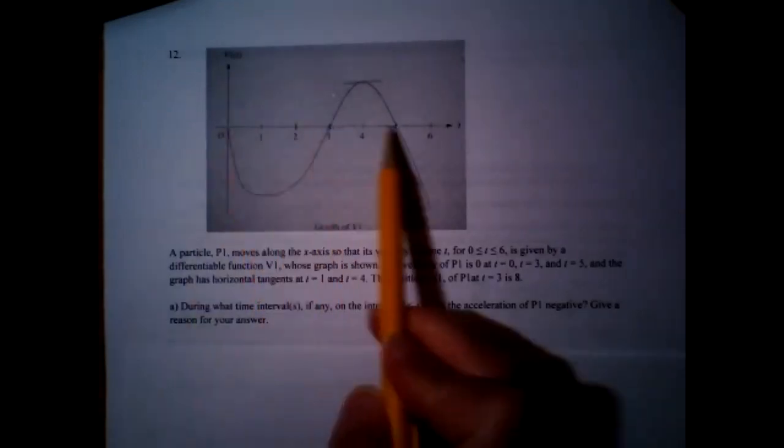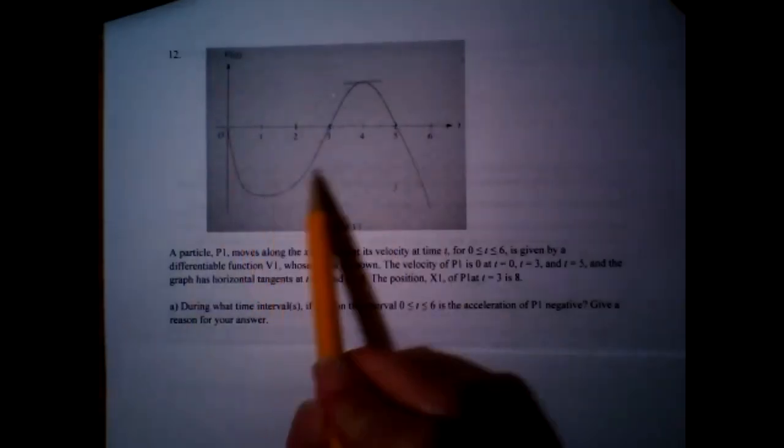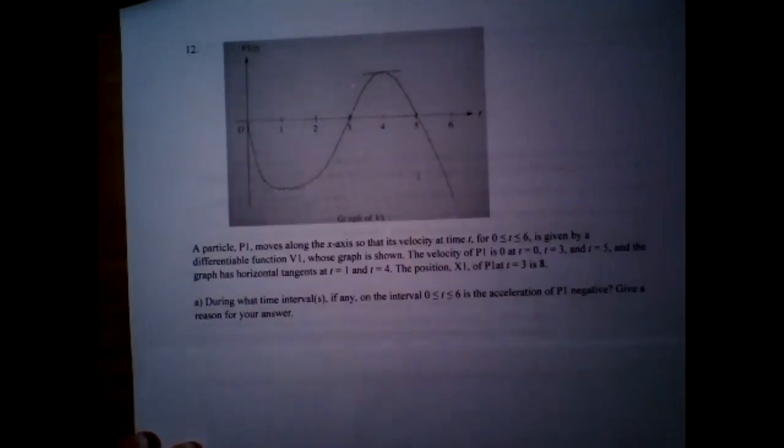All right, so they gave us this graph for velocity of particle P1. There's going to be two particles, P1 and P2. They told us that we have zeros at 0, 3, and 5, and then these horizontal tangents at 1 and 4. So letter A says, during what time intervals, if any, from 0 to 6, is the acceleration of P1 negative?